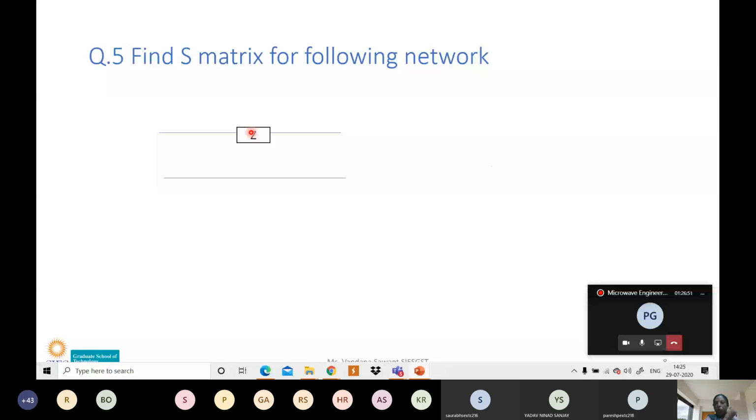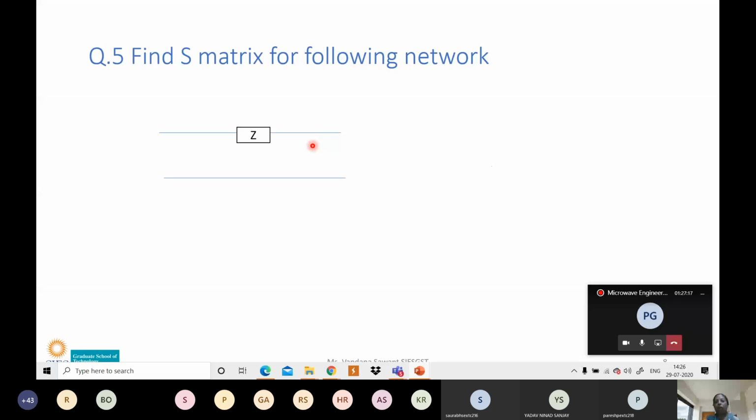If you observe this network, only one element is connected and that is in series, so the network is symmetrical. Whether you give the input to port 1 or to port 2, the behavior of the network will be the same. So we can say that it is a reciprocal as well as a symmetric network.